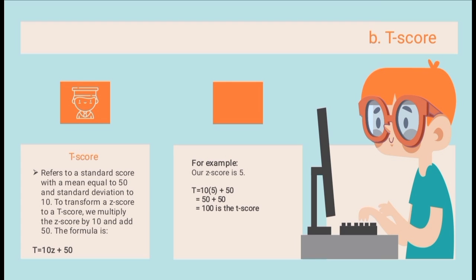To transform Z-score to T-score, we multiply the Z-score by 10 and add 50. This is the formula: T equals 10 multiplied by Z-score plus 50. Let's see this example. We say the value of Z-score is 5. Thus, T equals 10, the standard deviation, times 5, the value of Z-score, plus 50. So let's simplify. 10 times 5 is 50, plus 50 is 100. So the value of T-score is 100.